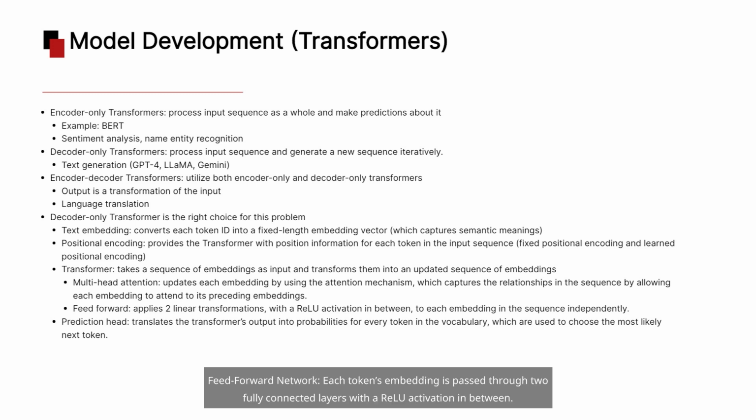Feed-forward network. Each token's embedding is passed through two fully connected layers with a ReLU activation in between. This transforms the embedding further, enabling more complex feature extraction.